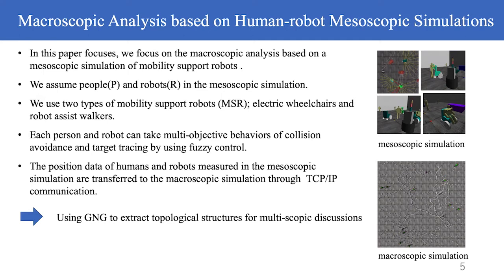In this paper, we focus on the macroscopic analysis based on a mesoscopic simulation of mobility support robots. We assume people and robots in the mesoscopic simulation, and we use two types of mobility support robots: electric wheelchairs and robot-assist walkers. Each person and robot can take multi-objective behaviors of collision avoidance and target tracking by using fuzzy control. The position data of human and robots measured in the mesoscopic simulation are transferred to the macroscopic simulation through TCP/IP communication, and we use GNG to extract topological structures for multi-scopic simulation.